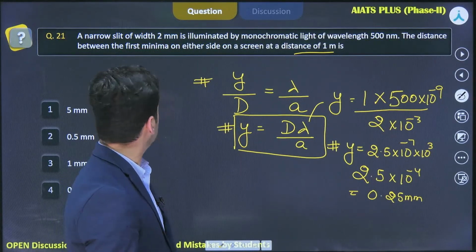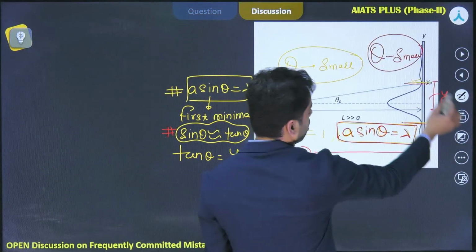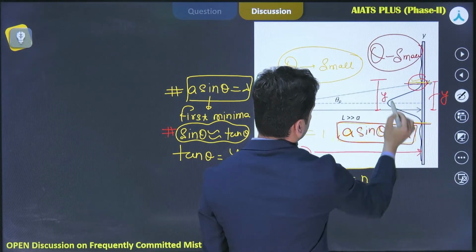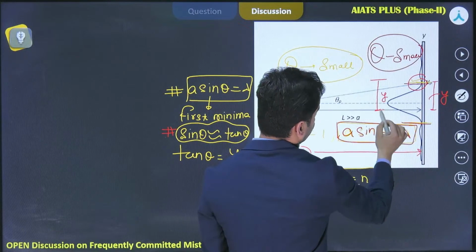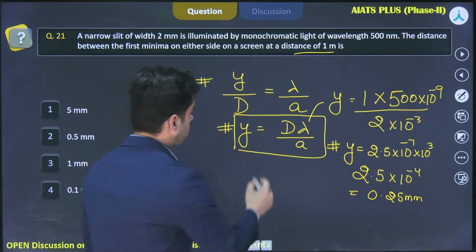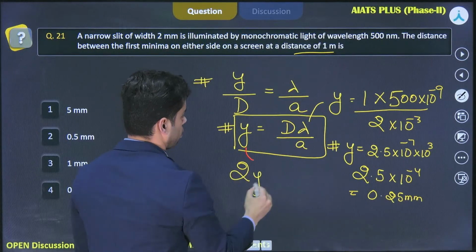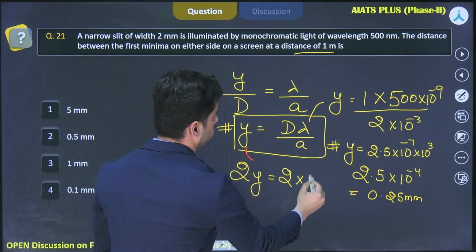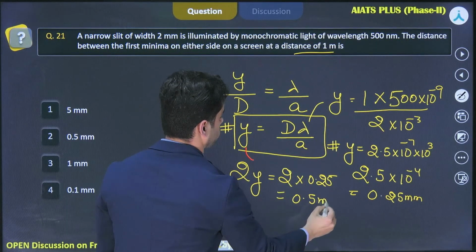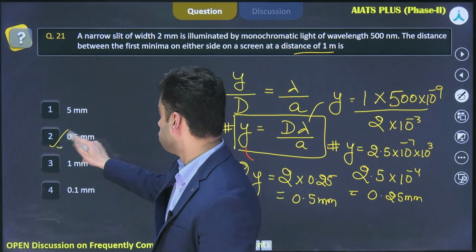But you need to calculate the distance between the first minima on either side of the screen. So here is your first minima, and this distance is coming out to be equal to y. So on either side it will be equal to y plus y. So the distance between the minima on either side of the screen will be equal to 2y, which will be equal to 2 into 0.25, which is equal to 0.5 mm. Right, which means that the correct answer should be option 2.